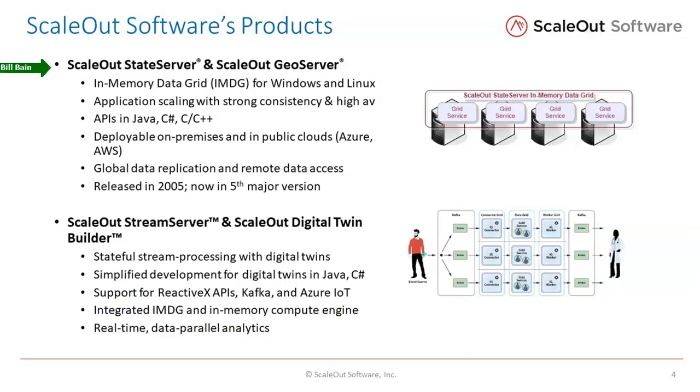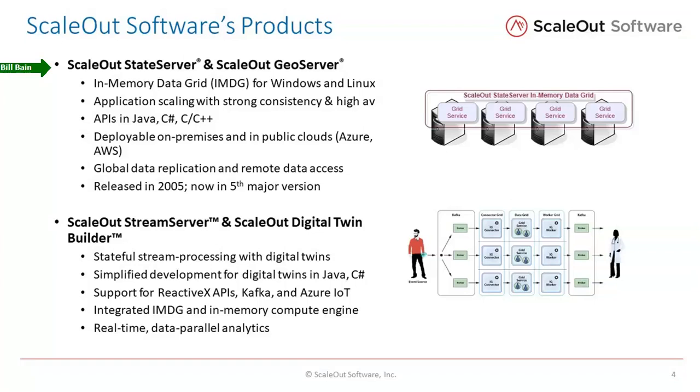And it provides APIs in Java, C#, C++, and C. It can be deployed on-prem or in public clouds. We're in the AWS Marketplace and also in Azure. GeoServer expands this technology to run across multiple physical locations for disaster recovery and for global data access.